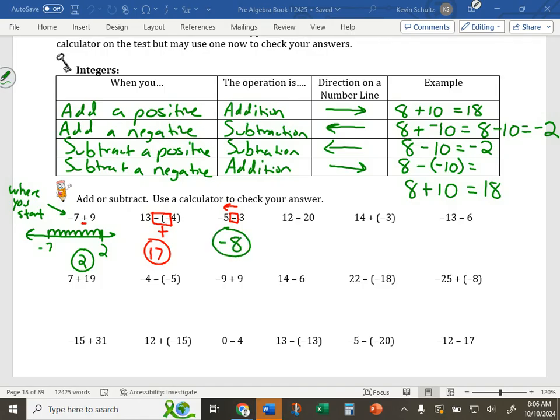Okay? So just take some time. Actually, let's do one more. We haven't talked about it yet. This one here. 14 plus -3. Okay? 14 plus -3. Where do we start on the number line? 14. What operation is in between the numbers? I see a plus, negative. What operation is that?